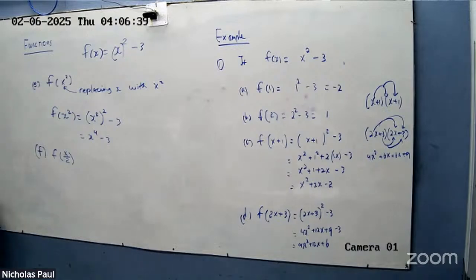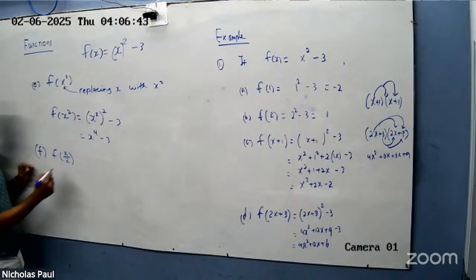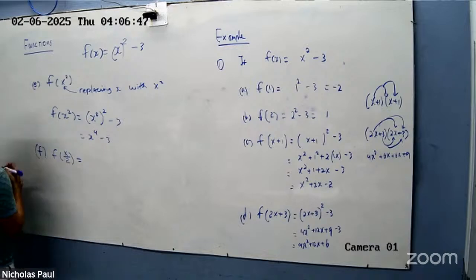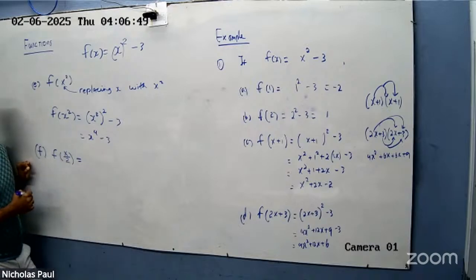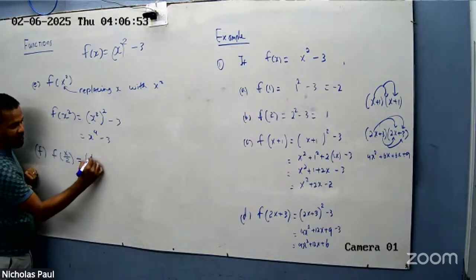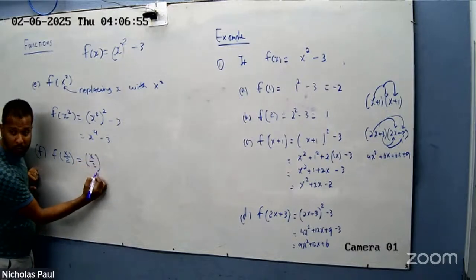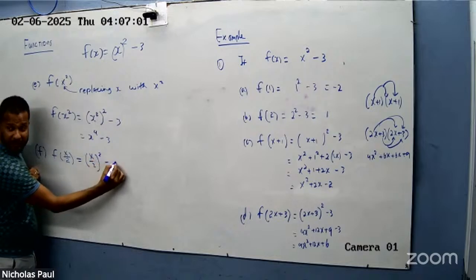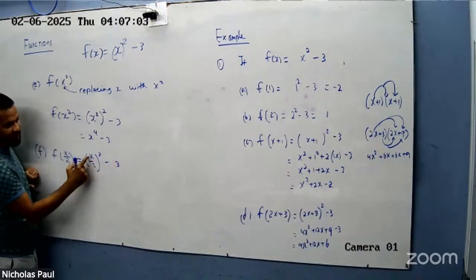Right, tell me what to do here. Tell me what to do here, Samir. Samir, help me out here now. So you put in x over 2 squared, right? Remember the function is the same function here. Minus 3. What's x over 2 squared?